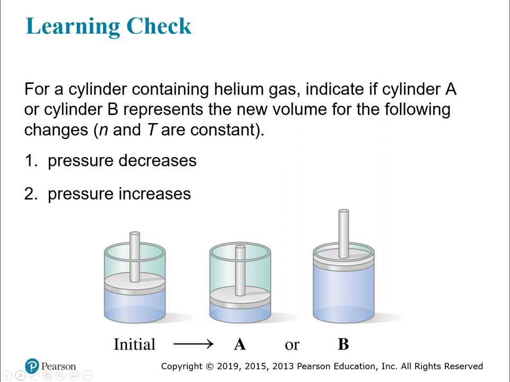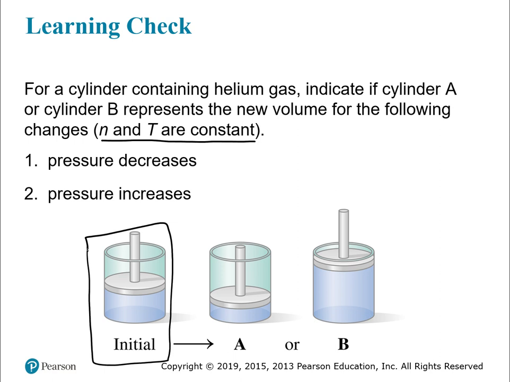Here's a quick learning check to make sure that you understand Boyle's law. For a cylinder containing helium gas, indicate if cylinder A or cylinder B represents the new volume for the following changes. And we're going to keep the amount of gas and the temperature constant. So this is our initial. We're starting here. If the pressure decreases, what has to happen to the volume? The volume has to have the opposite happen. That means it's going to increase. Which one of these looks like it has a volume increase? That's going to be letter B.